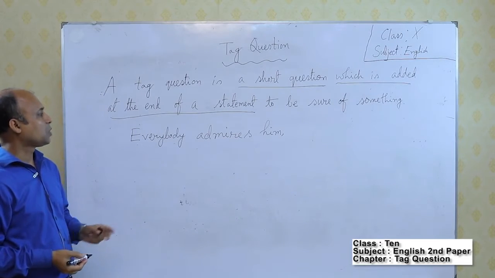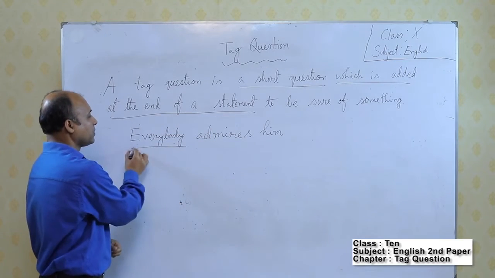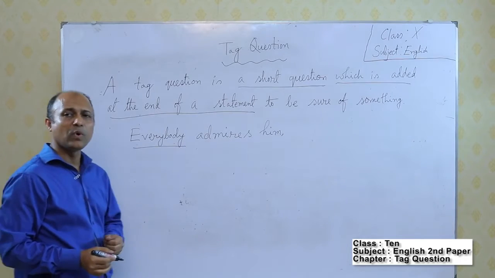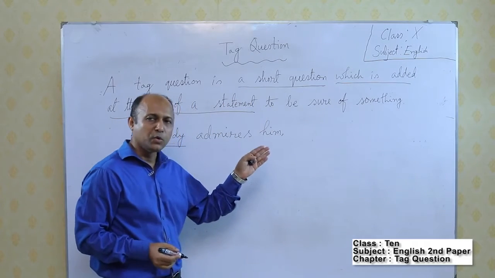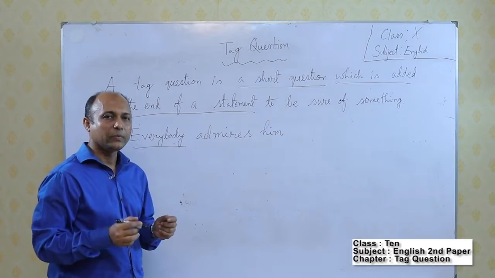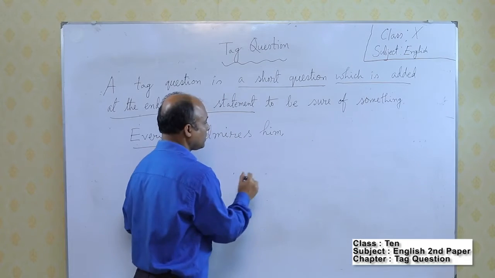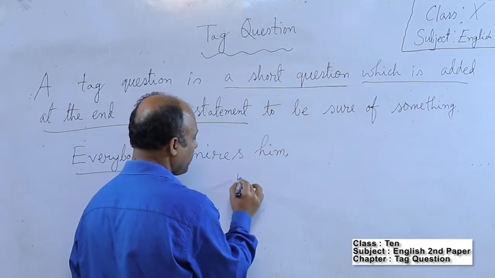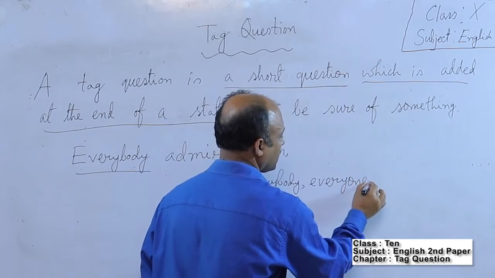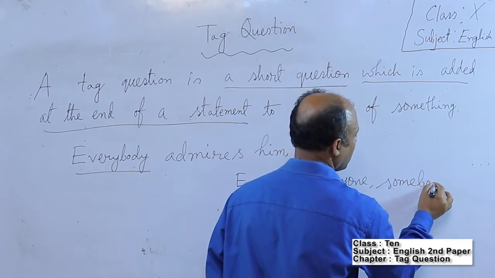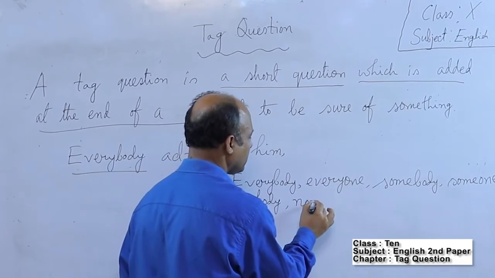Everybody praises him. So what will be the tag question of this sentence? You see the subject here is everybody. When the subject is everybody, everyone, somebody, someone, nobody, none, etc., then you must put they as the subject of the tag instead. You can also write down with me: everybody, everyone, somebody, someone, nobody, none, etc.